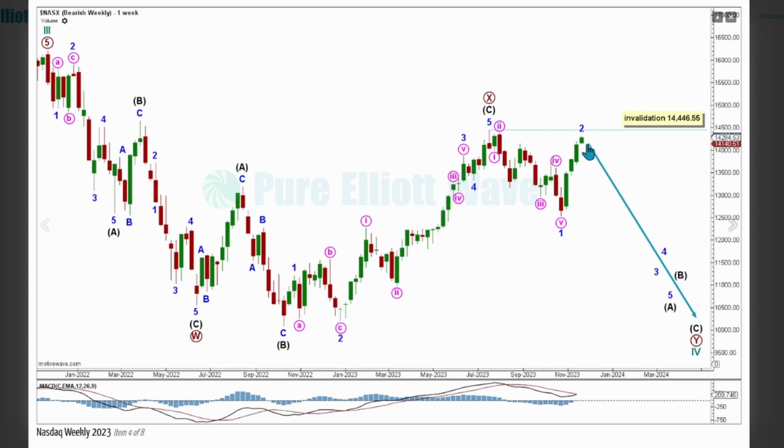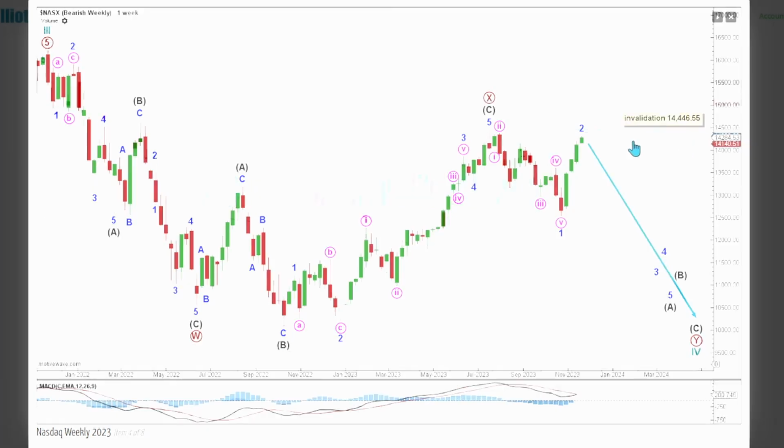If minor wave 2 does continue any higher, it only has a short way to go before it would reach the start of minor wave 1 at 14446.55. At that point, this wave count will be invalidated.